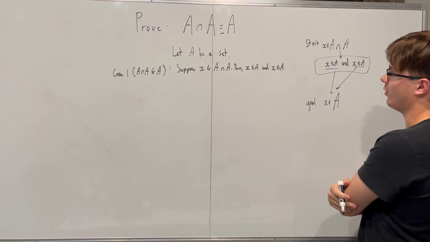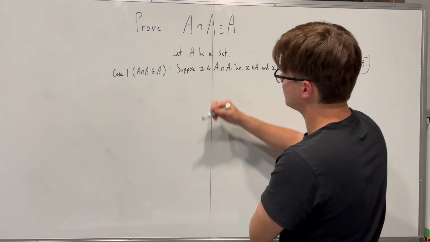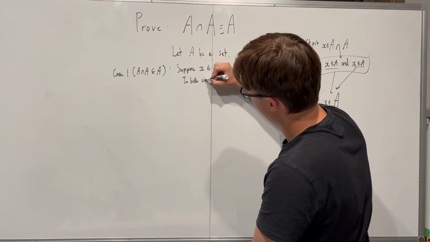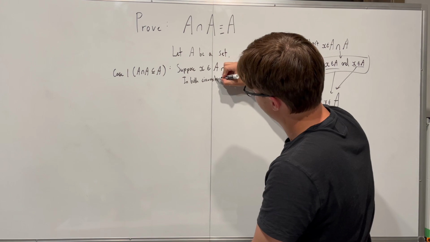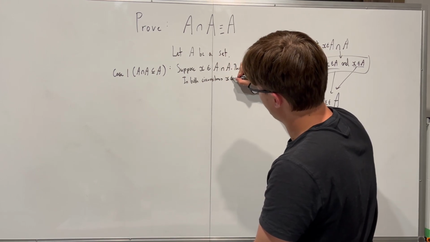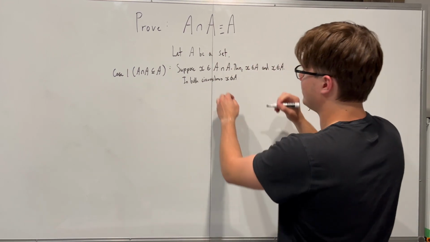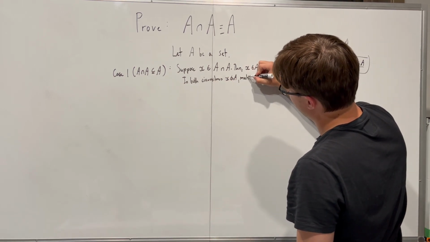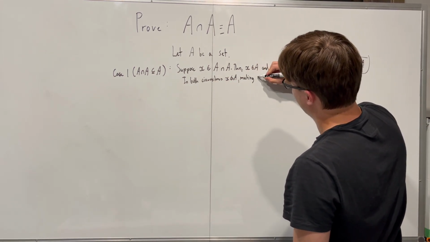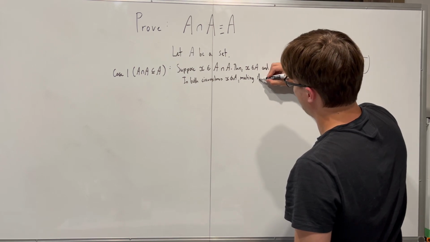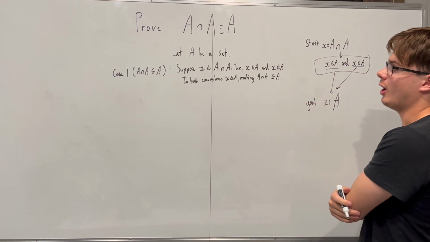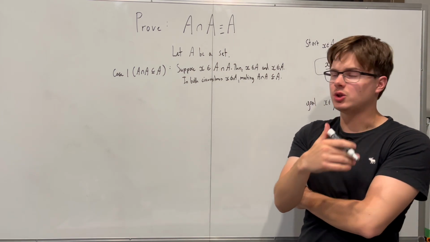Fantastic. And now what can we say? Well, we can say in both circumstances, X is an element of A. And then because we've shown X is in here and X is in here, we can say this makes, or making, A intersect A a subset of A. There we go. We've proven our first case. It's a very simple and short proof.